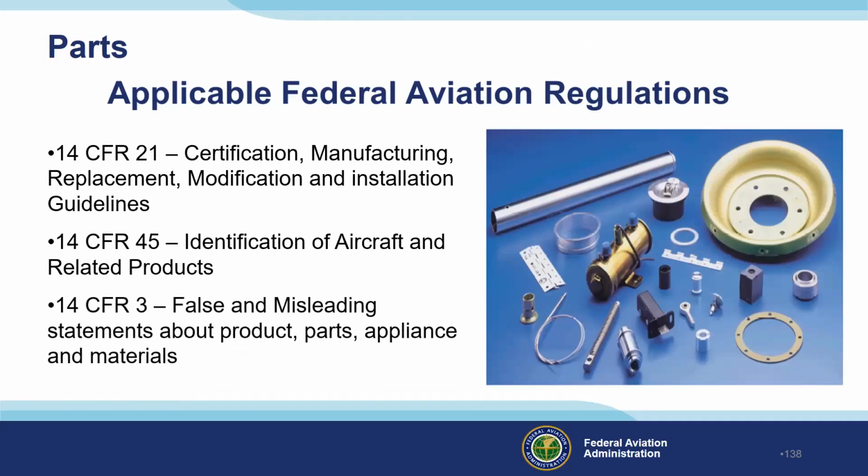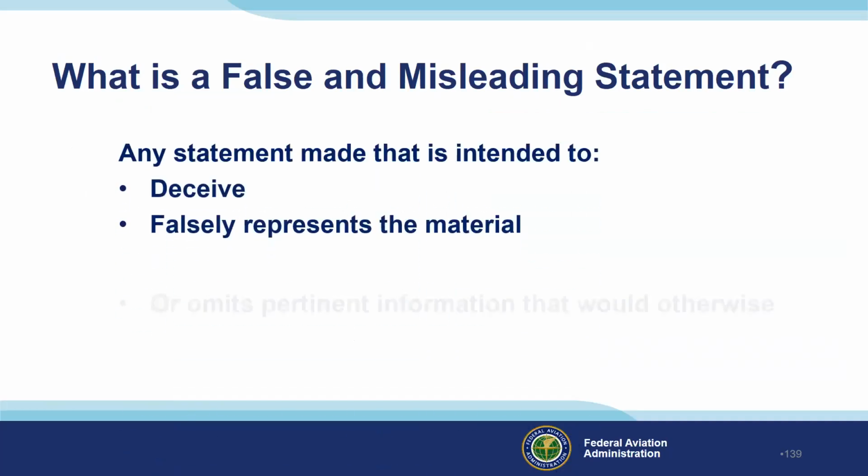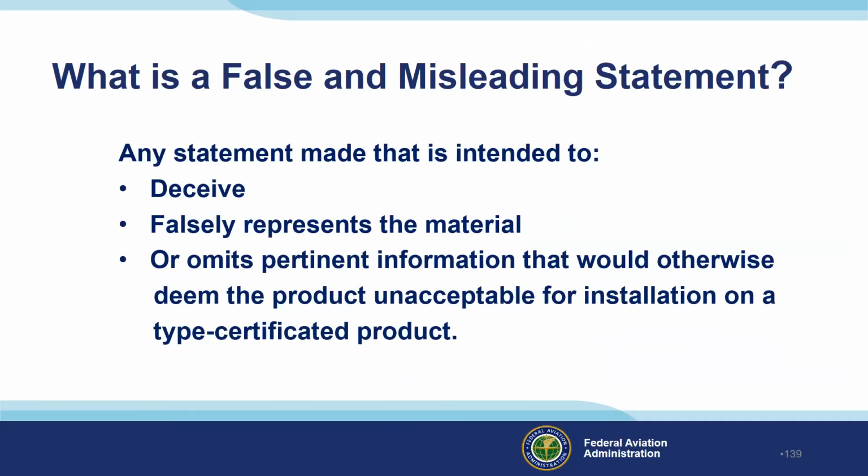Here are the regulations that cover parts. We could do a whole presentation just on parts, but I just want to review them briefly. Here's what a false and misleading statement is defined as: a statement intended to deceive, falsely represent the material, or omit pertinent information that would otherwise deem the product unacceptable for installation on a type certificated product.